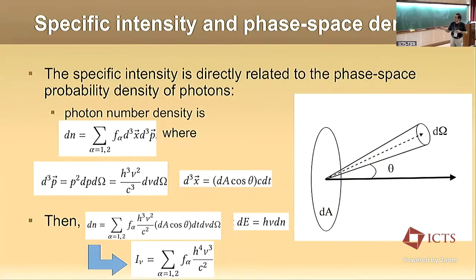When you combine the two, you can see that this and this are essentially identical once you take into account that d epsilon is h nu dn. So the specific intensity is directly related to the phase space density. There are just two ways to describe exactly the same thing, with some constant in front, which needs to be there to get the dimensions right.